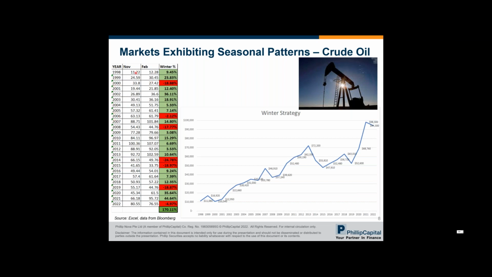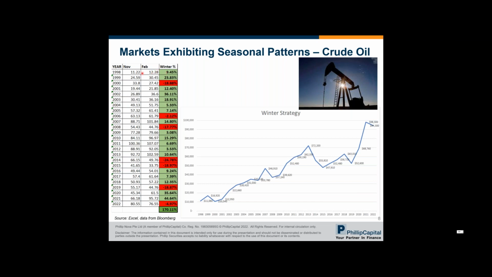And then we have the second column that shows the closing price of crude oil at the last trading day of November. The third column shows the closing price of crude oil at the last trading days in February. The last column simply shows the change between these two data points.